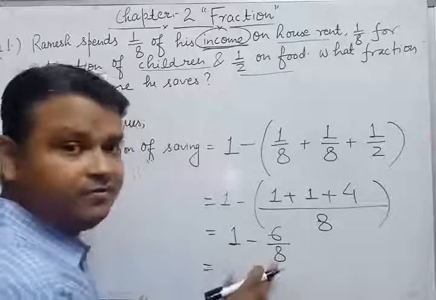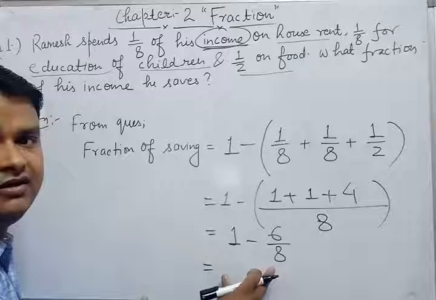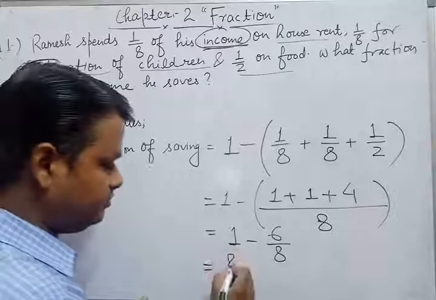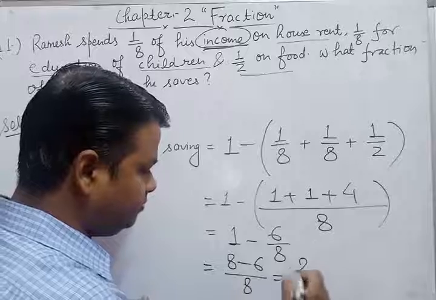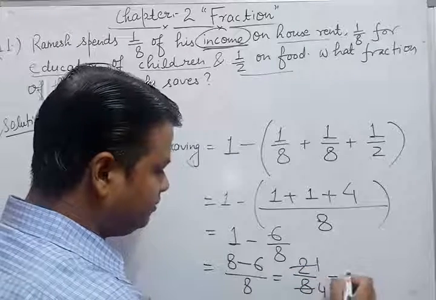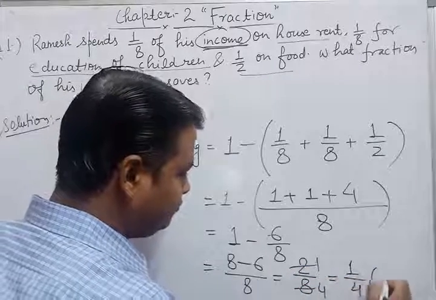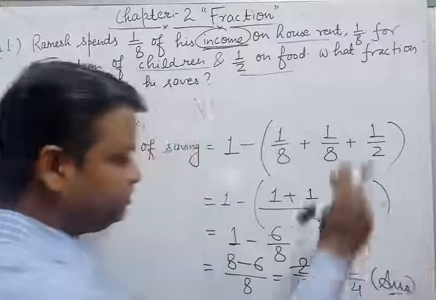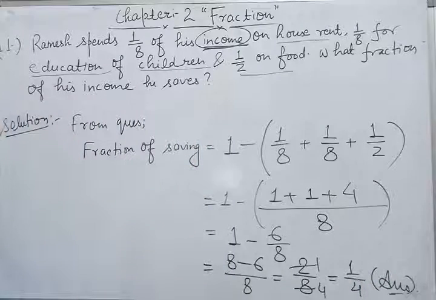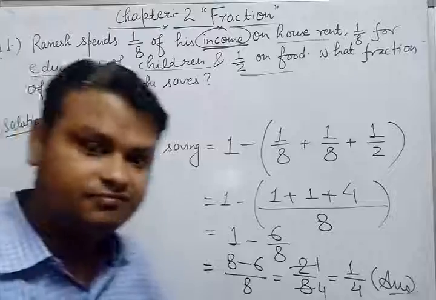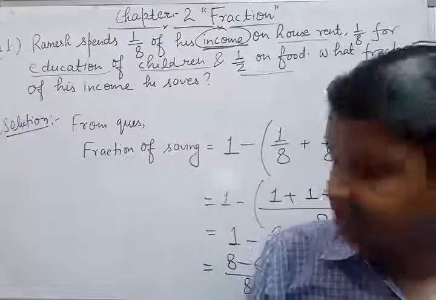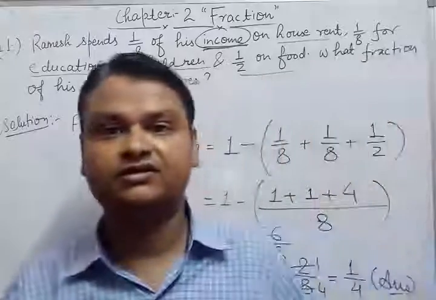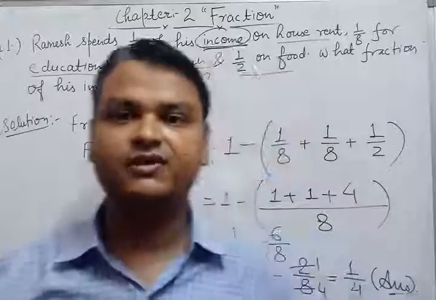Then first of all you have to multiply 8 by 1. 8 1s are 8, minus 6 upon 8. Then we will get 2 upon 8. 2 1s are 2, 2 4s are 8. It means 1 by 4. So students, this is the answer of this question, and it is a very interesting question, because in this question we have to apply the concept of fraction, because fraction is a part of whole.